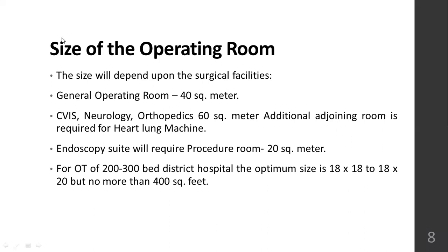Size of the OT, the size of the operating room, will depend upon the surgical facilities. A general operation room should be around 40 square meters. If it is based on specialties, like cardiovascular OT, neuro OT, ortho OT, the size will increase.